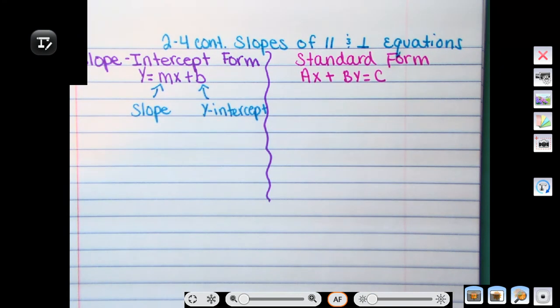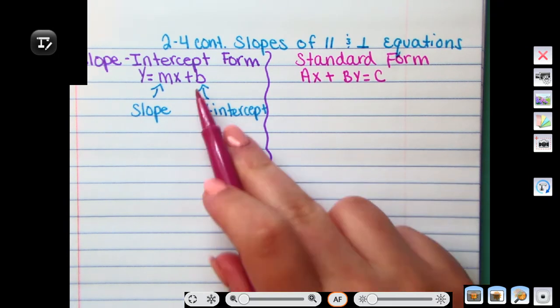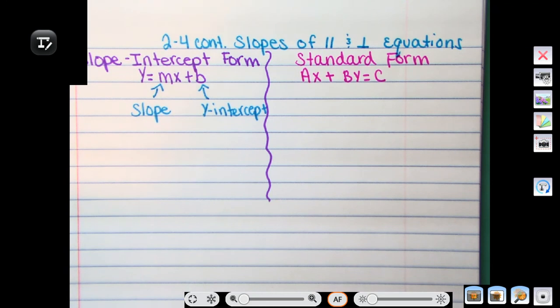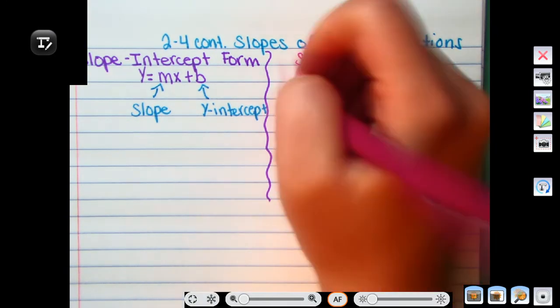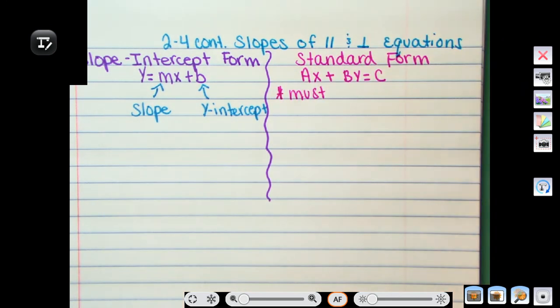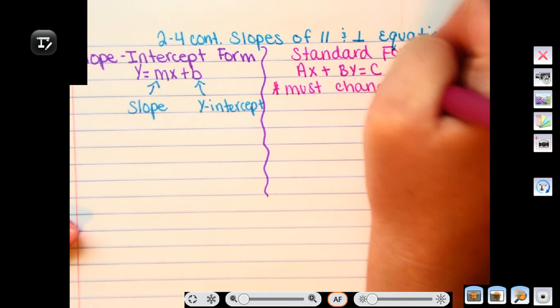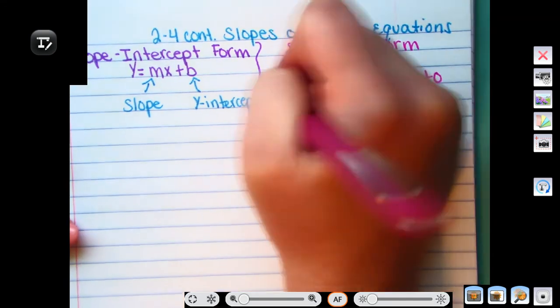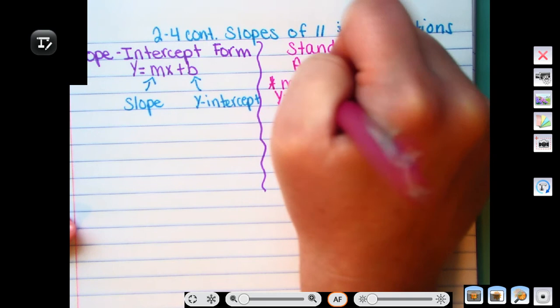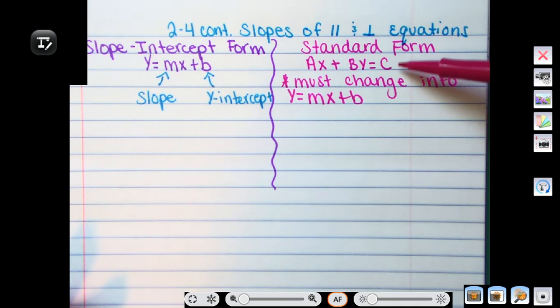A doesn't represent anything. B, the capital B, is not actually the y-intercept like the lowercase b is here. It really doesn't tell us too much. We have to work a little bit to figure out information from this form. So what we have to do when we get something in standard form is change it into slope-intercept form, into y equals mx plus b form. That's going to be one of our jobs today: to change this form into this form.